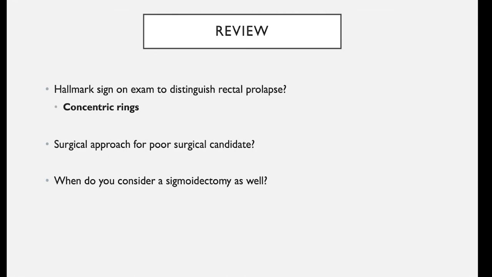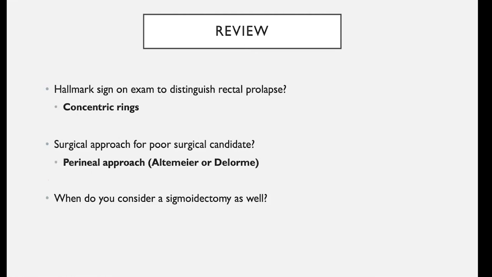What would be the preferred surgical approach for a poor surgical candidate with a rectal prolapse? Altmaier procedure. Good. So more generally, like a perineal approach.